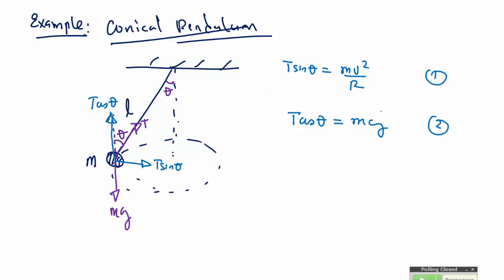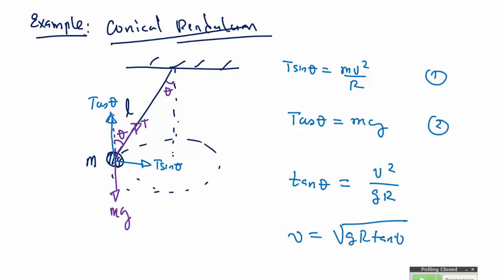If we divide equation 1 by equation 2, we will end up with something interesting. We will have the tangent of theta, all of this should be equal to v squared divided by what? Rg, which means that the speed of the object will be given by the square root of what? Rg, the tangent of theta. One interesting question is for us to calculate the period of revolution of the conical pendulum.